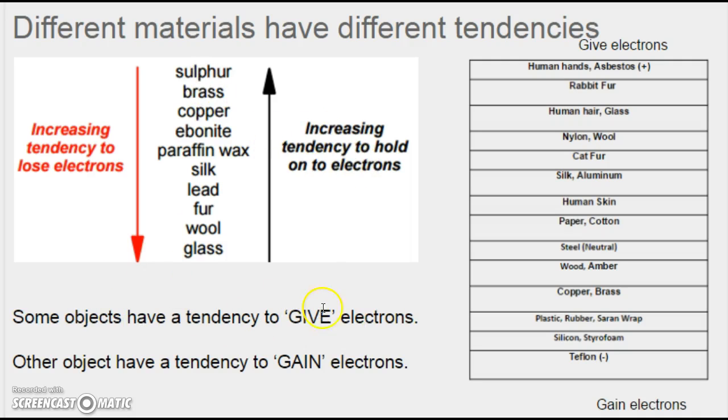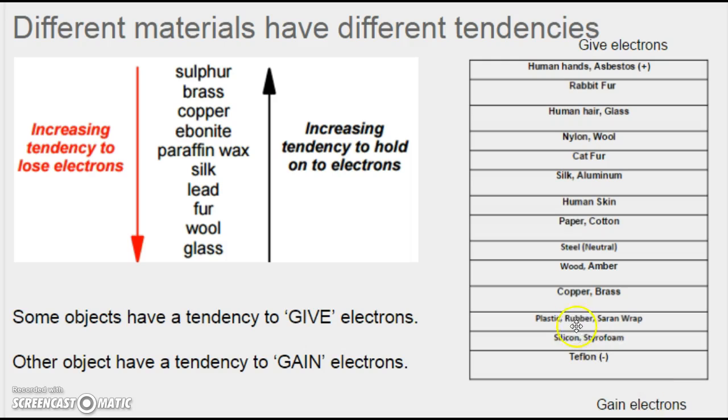So some objects have a tendency to give electrons, right? They're givers. And some of them are takers. Some have a tendency of gaining electrons. This is what's called the Triboelectric Series. And up to this point, we have rubbed a rubber balloon. Notice it's on the negative side of the Triboelectric Series.